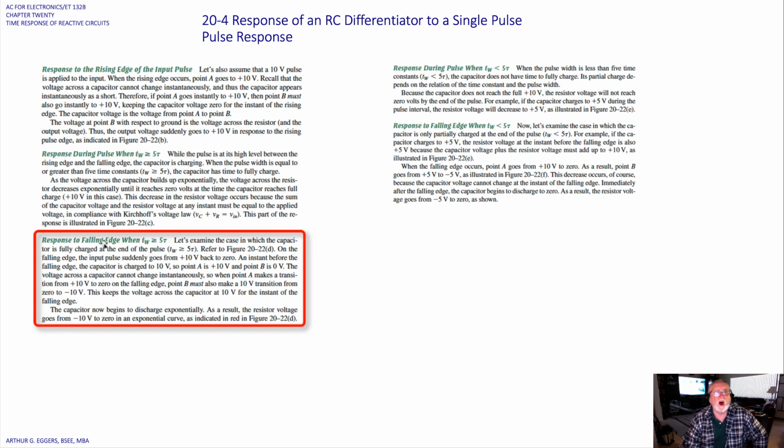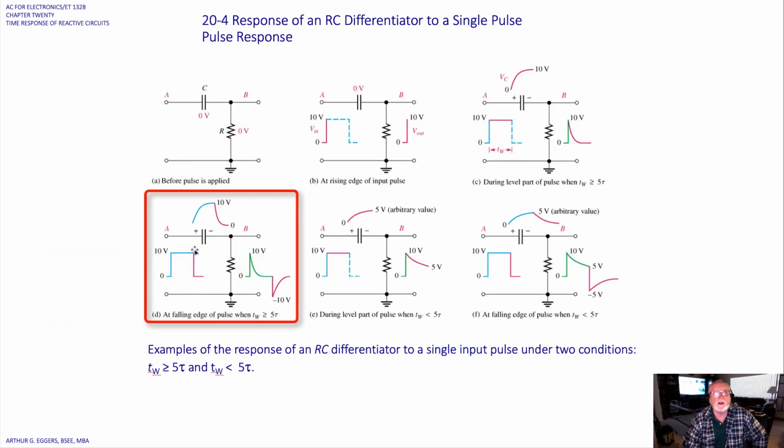Response to the falling edge when the pulse width reaches or is greater than 5 time constants. Let's examine the case in which the capacitor is fully charged at the end of the pulse, greater than or equal to 5 time constants. So we refer to D. So now we're down here looking at what happens then. The capacitor is fully charged. We have gone the entire length of the pulse width and the capacitor is discharging. So we're on this falling edge of the input. Look at what's going on at the output here, taken across the resistor.